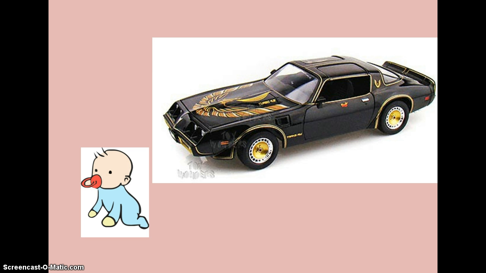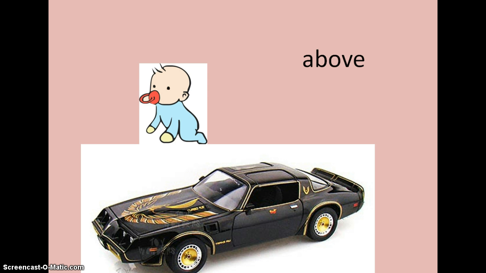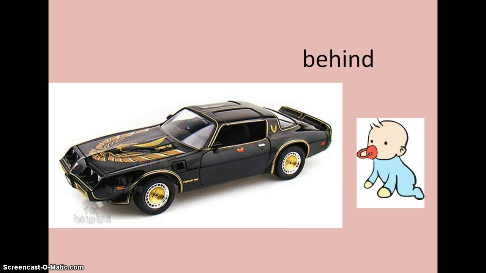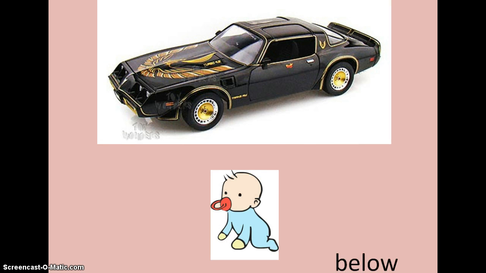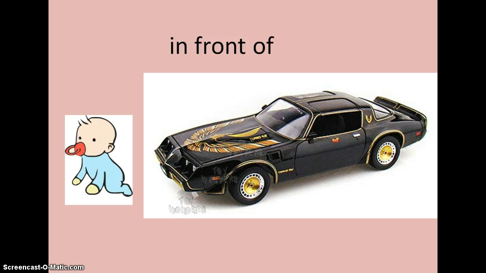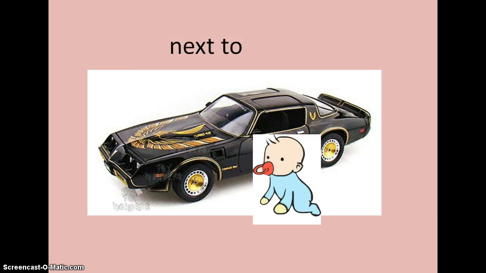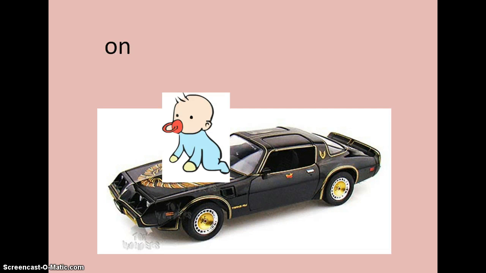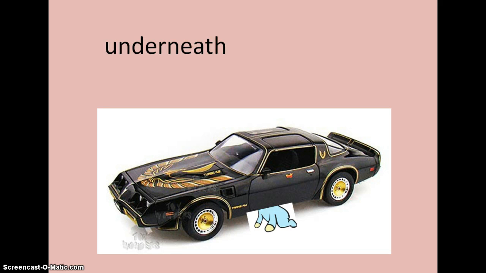So let's look at a baby and a car. The baby can be above the car. The baby can be behind the car. The baby here is below the car. The baby can even be in the car. The baby can be in front of the car, next to the car, or even stand on the car. Also, the baby can be underneath the car. All of those words that you saw were prepositions. They tell us about the relationship between the baby and the car.